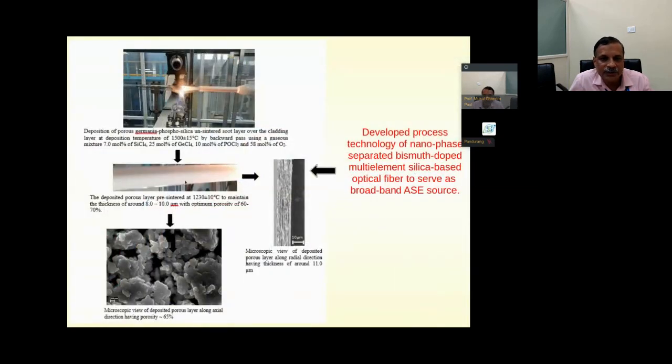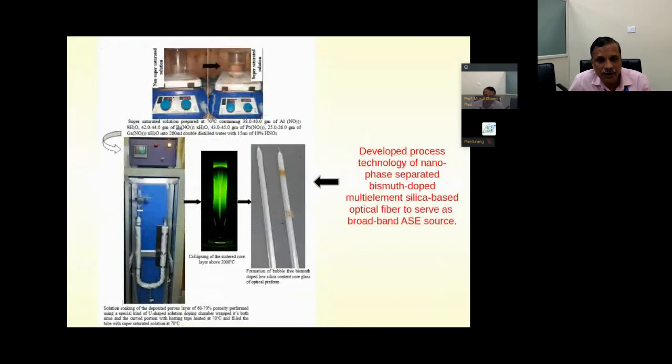And this is the whole process. This is basically the porous layer, and the porous layer thickness is around 10 to 11 micrometer, and this is the microscopic cross section view in the axial direction, where the porosity is 65%, so that more amount of dopant can be incorporated into the glass to reduce the silica content. And this is the supersaturated solution, and this is the preform, and the collapsing, and then this is the chamber where we have done solution doping at 70 degrees centigrade.